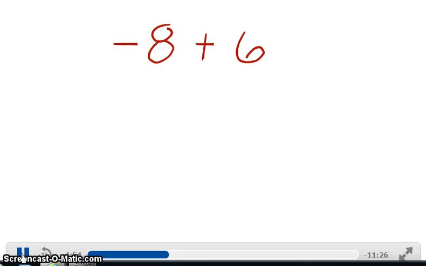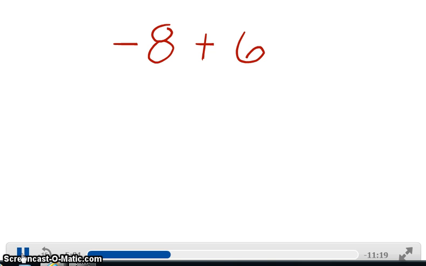In another example, -8 plus 6, if we look at the two integers we have in our statement. The absolute value of negative 8 is 8. The absolute value of 6 is 6. Again, we know that our signs are different, so we know we're going to subtract. We're going to subtract smaller absolute value from the larger.